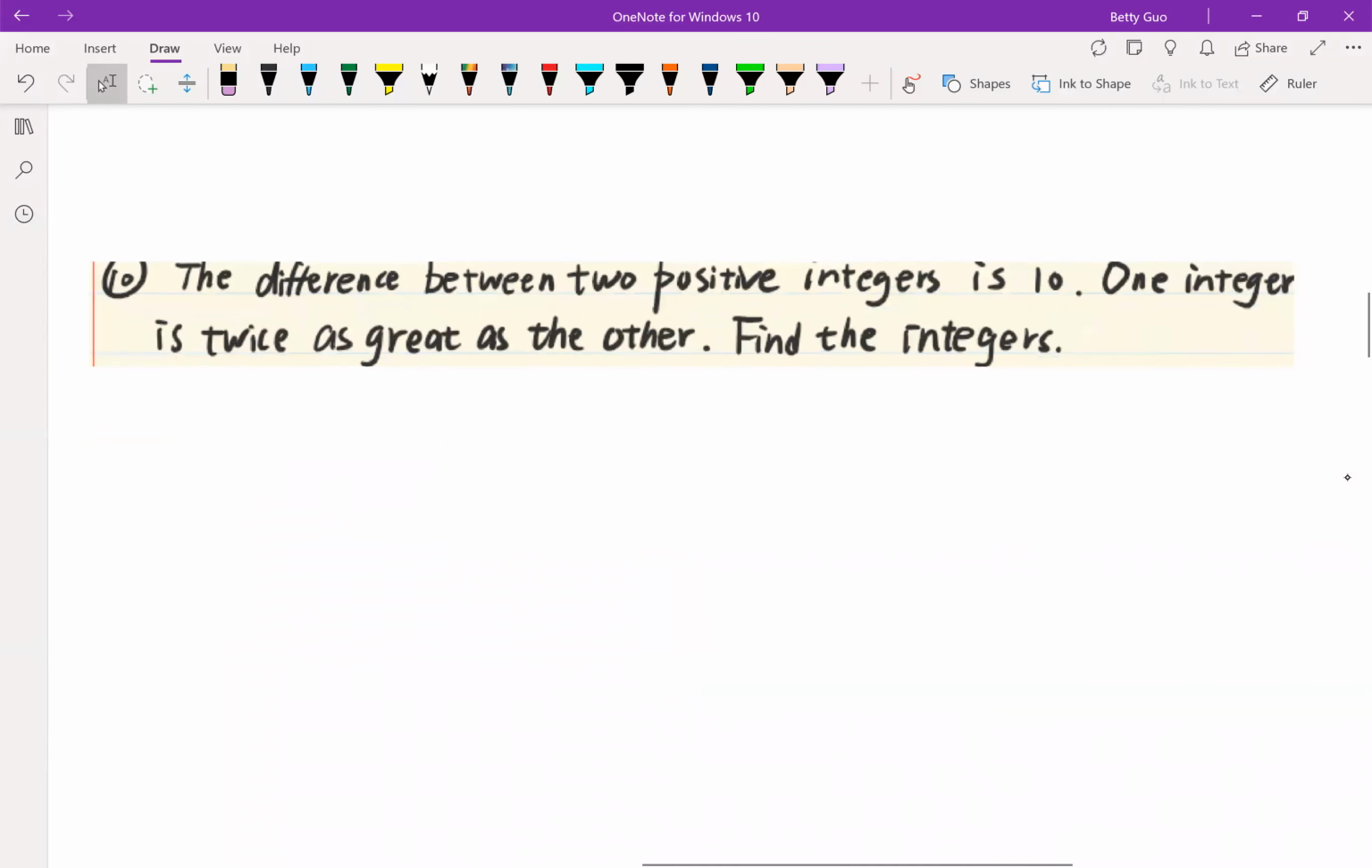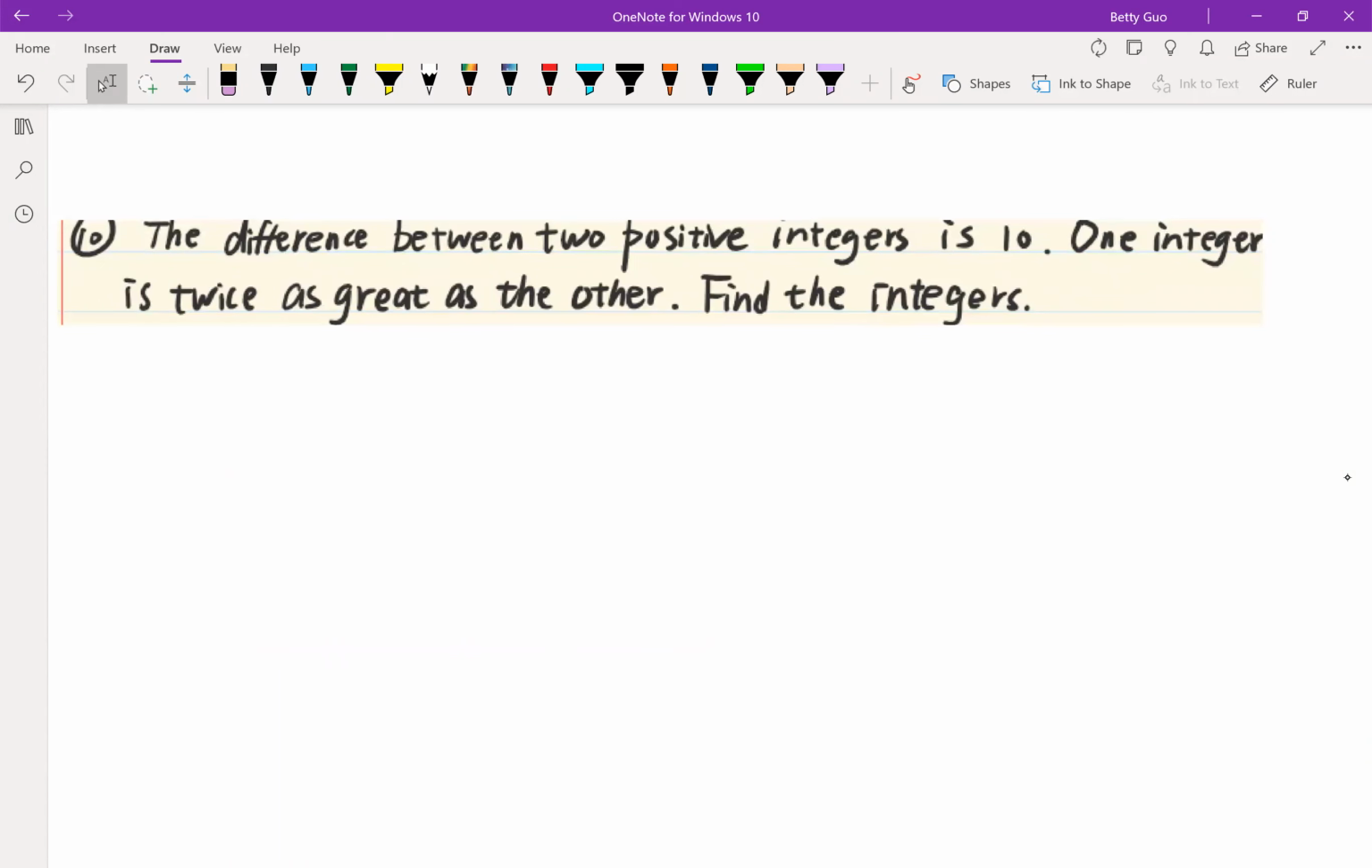Okay. The difference between two positive integers is 10. One integer is twice as great as the other. Find the integers. That's the goal. Yeah, find the integers, right? So we're gonna bring in variables. Yeah, we have two integers to look for. What do you want x to be? Let x be what?